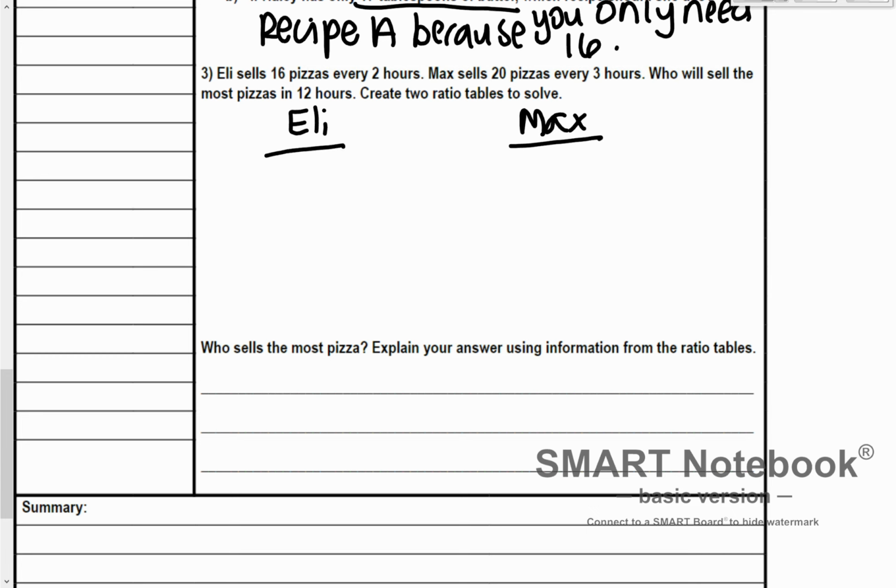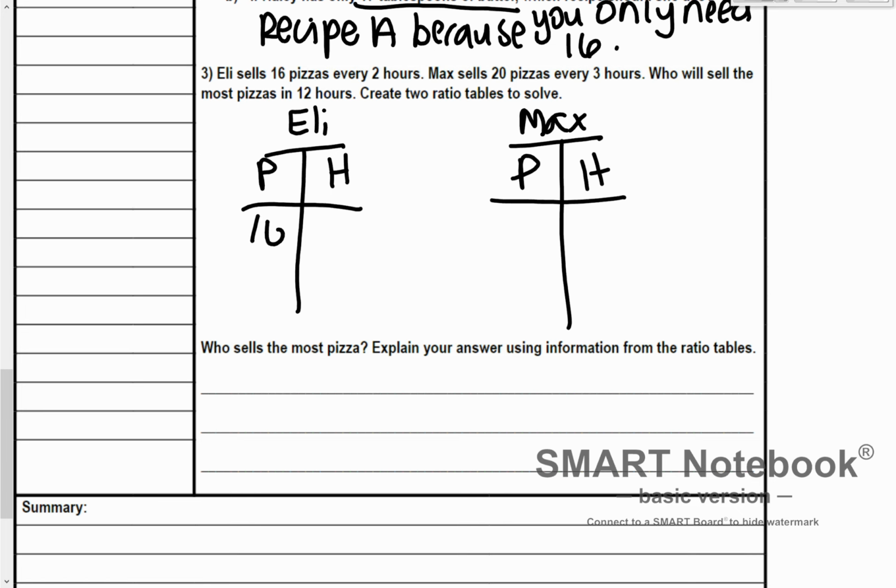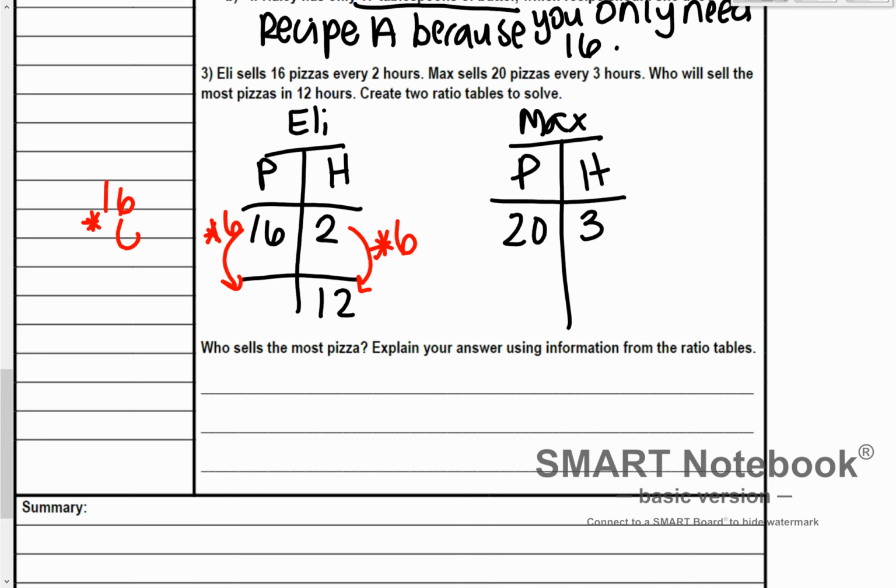All right, we need pizzas and hours. Eli sells 16 pizzas every 2 hours. Max sells 20 pizzas every 3 hours. We want to know who sells the most pizzas in 12 hours. So we look to the hours. We want to make that 2 into a 12. We can do that. 2 can go to 12 times 6. 16 times 6. Stack that up. You should get 96.